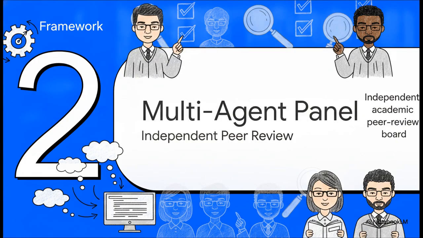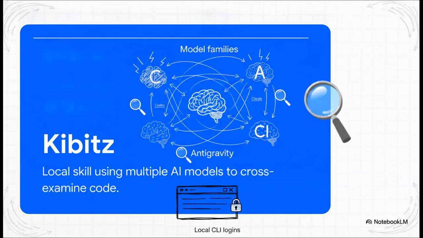Moving on to Section 2, meet your multi-agent panel, the independent peer review. Okay, I want you to think of Kibitz less like a standard coding assistant and more like a rigorous, independent academic peer review board. Kibitz is a local skill that actively utilizes independent model families, and the design goal here is model family diversity rather than just blind loyalty to one brand.